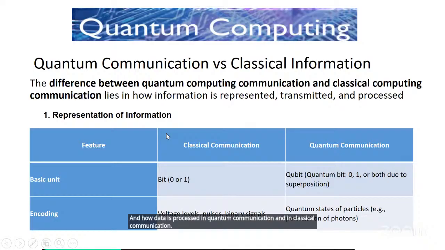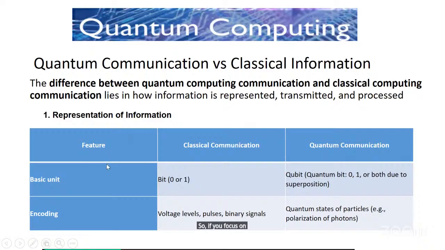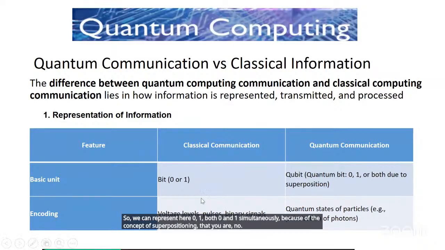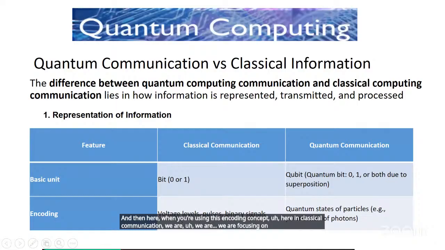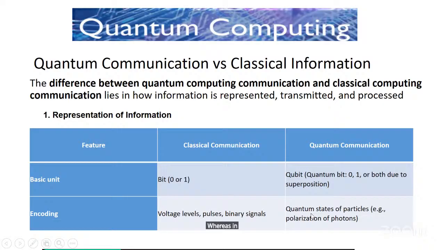The first one is how the information is represented in both classical and quantum. In classical, we are using zeros and ones, bits only. In quantum communication, we are using qubits. So we can represent 0, 1, both 0 and 1 simultaneously because of the concept of superposition. When using encoding, in classical communication we focus on voltage levels, pulses, binary signals, whereas in quantum communication we focus on quantum states of particles, that is, the polarization of photons, horizontal polarization and vertical polarization.